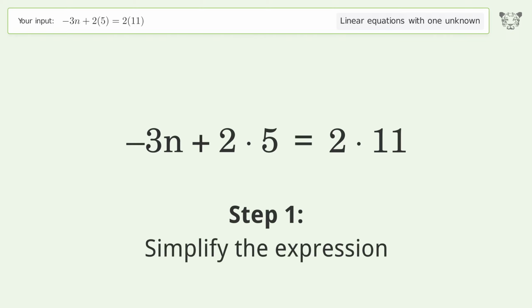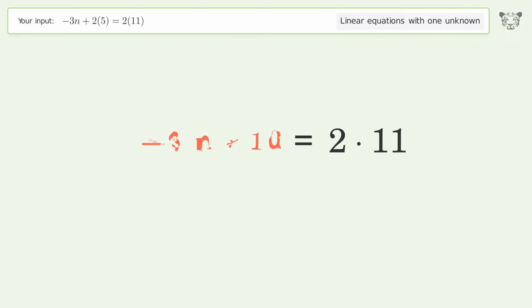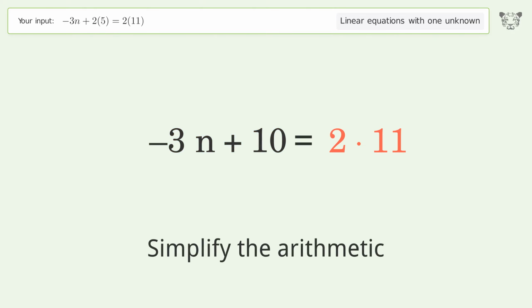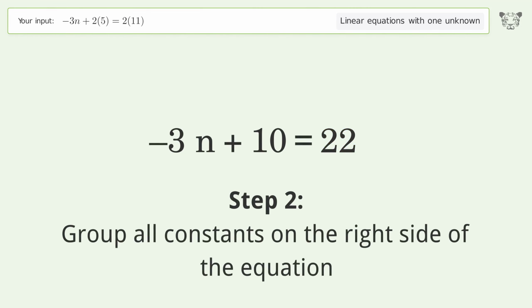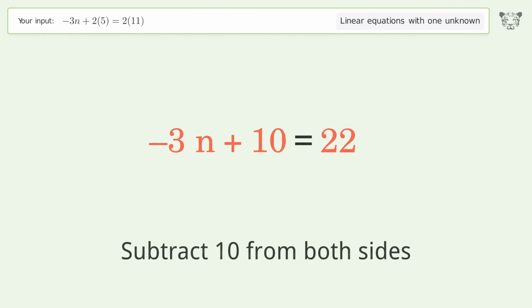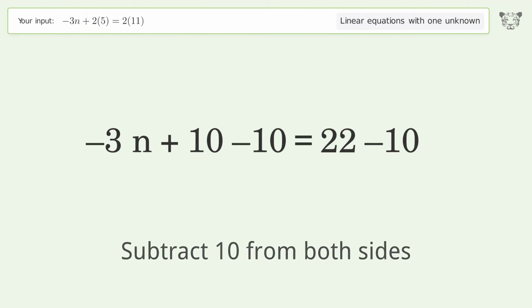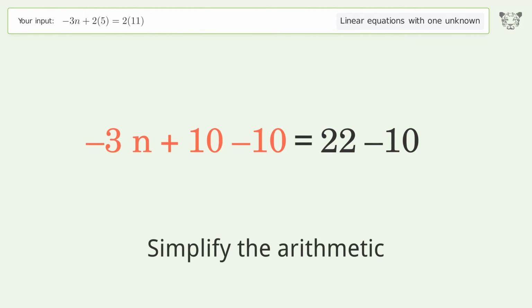Simplify the expression. Simplify the arithmetic. Group all constants on the right side of the equation. Subtract 10 from both sides. Simplify the arithmetic.